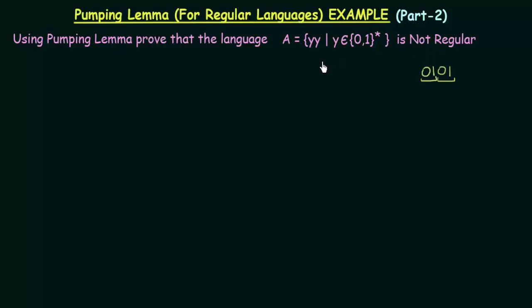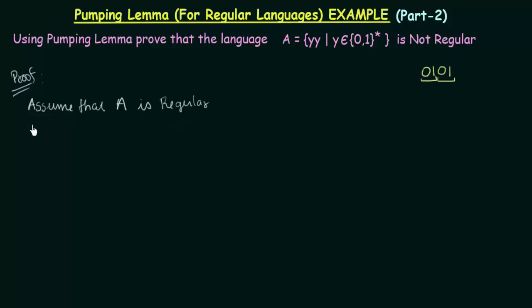Now that is the theoretical knowledge that we have, but we need to prove it using pumping lemma. Okay, so let's see how we can do it. For the proof, we will first assume that A is regular. This is how we do it. We first assume that it is regular, and from the steps that we follow, we will arrive at a conclusion that contradicts our assumption, and from the contradiction we will prove that it is not regular. So first we assume that A is regular.